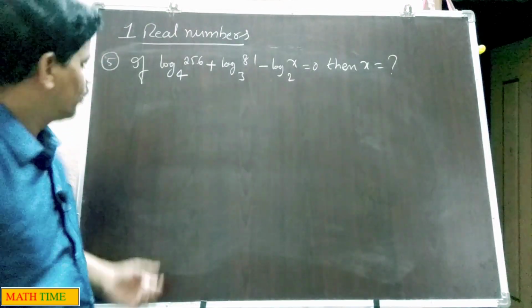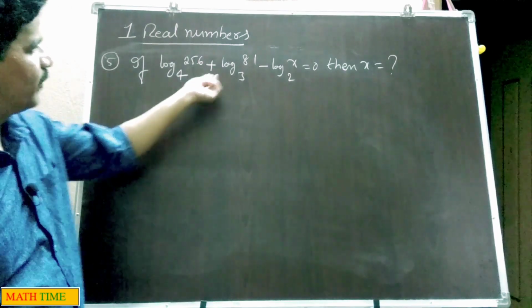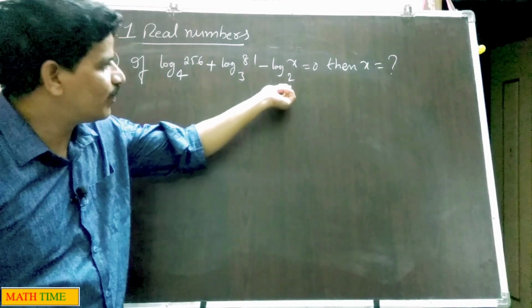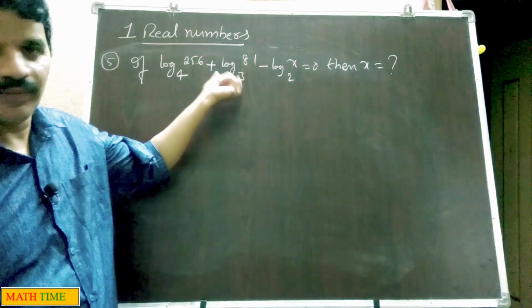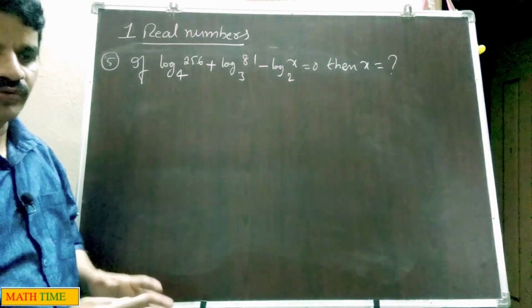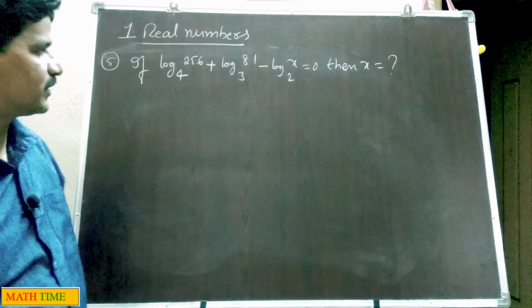Question number 5. If log 256 to the base 4 plus log 81 to the base 3 minus log x to the base 2 equals 0, one logarithmic equation is given, then x equals how much? We have to choose one right answer among the 4 given options.